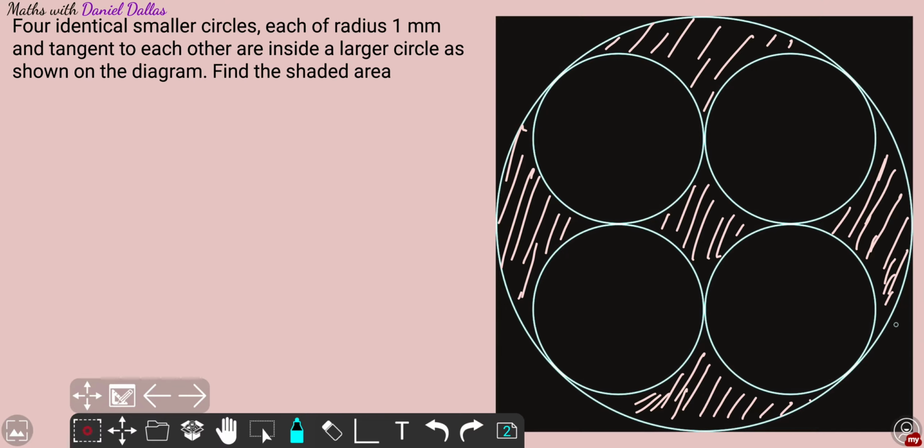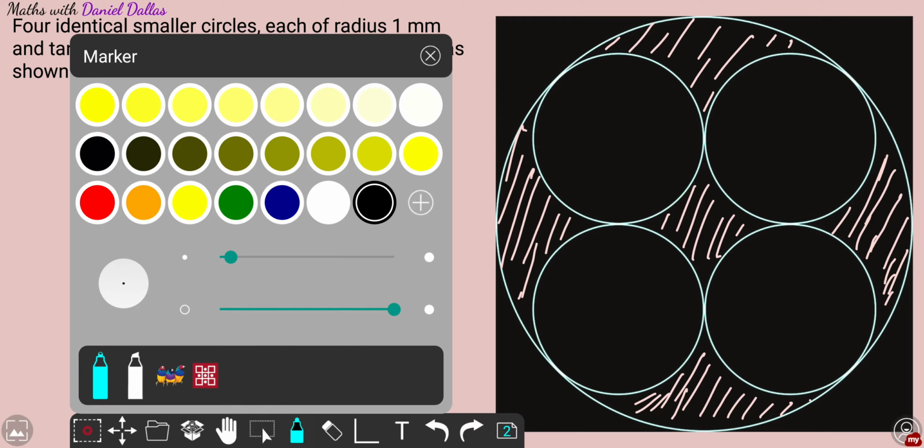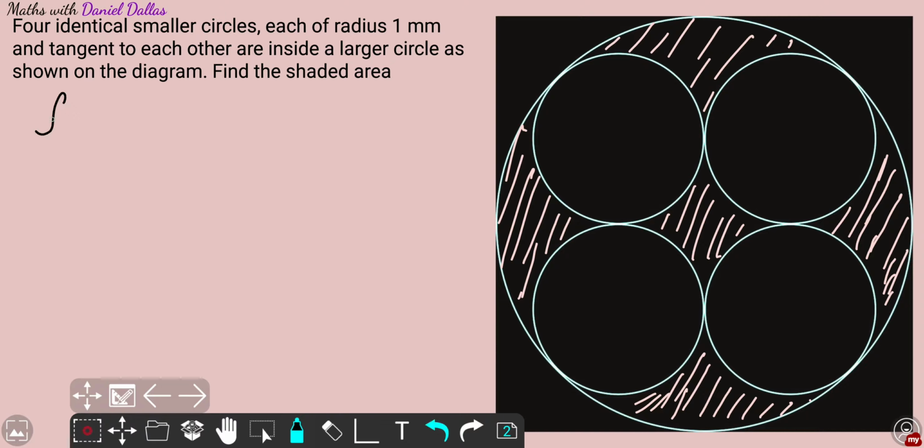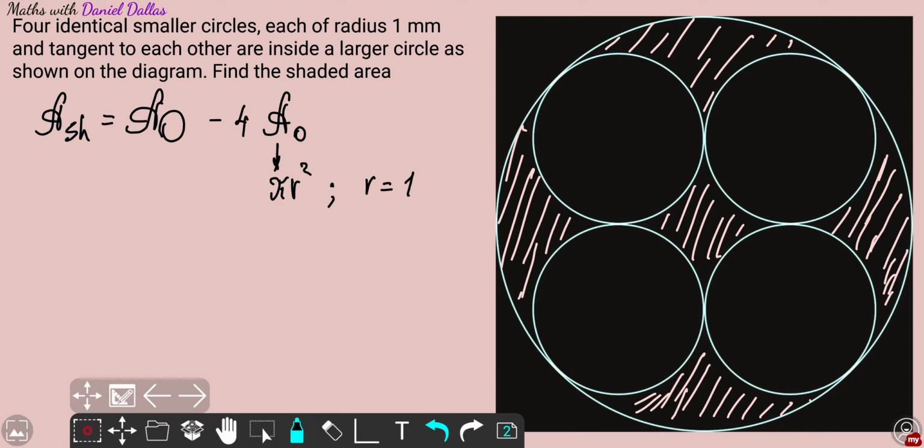Pause the video, try to do it on your own, and let's get started. So the idea is to find the area by subtraction. The shaded area is simply the area of the big circle minus 4 identical areas of each smaller circle. And we definitely know how to work it out. It's pi r squared, whereas the radius is actually 1 millimeter.